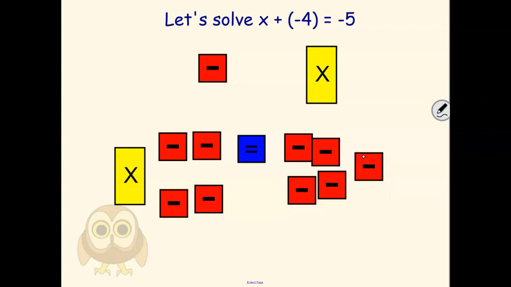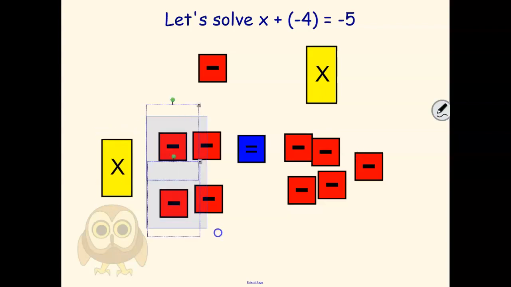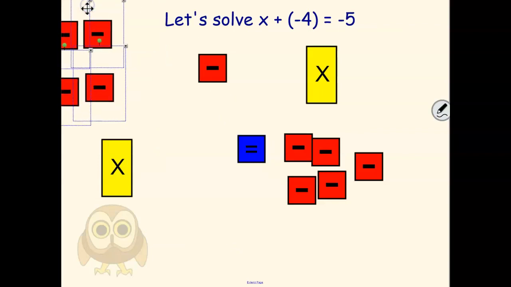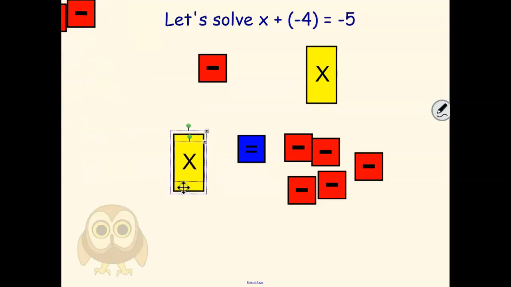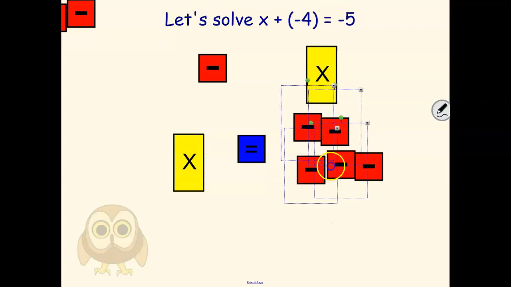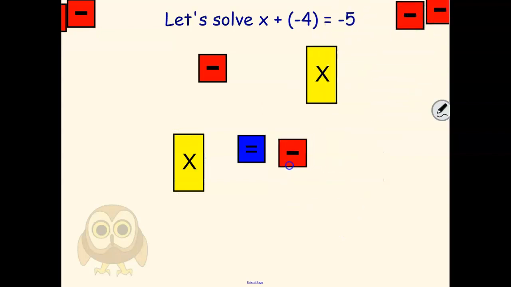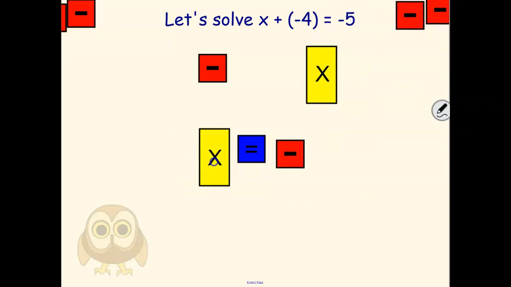Alright, again, I'm trying to get x by itself. So what's over here with x? These 4 reds are over here with x. How can I get rid of them? Get them on out of there. So if I get those out of there, what can I do over here? I can take 4 away over here. And now I've done the same thing to both sides, so I know it's still balanced, so I can see that x equals negative 1.